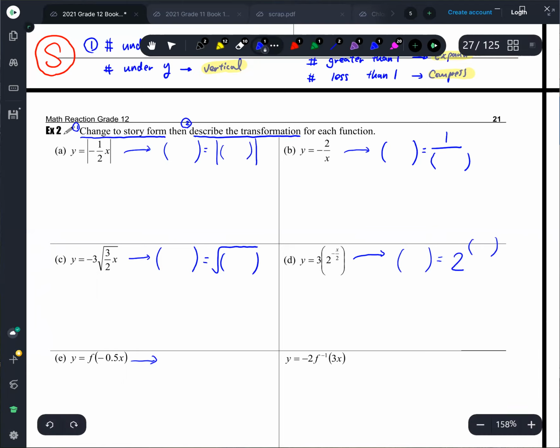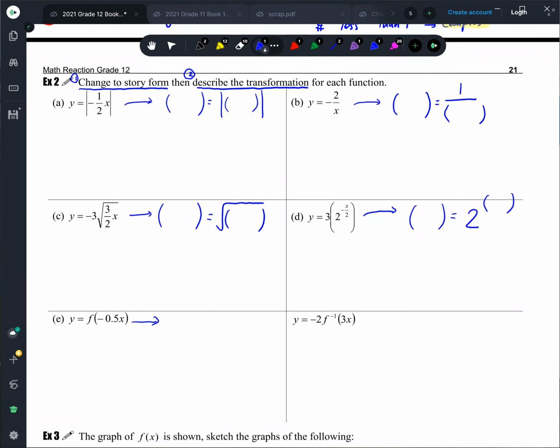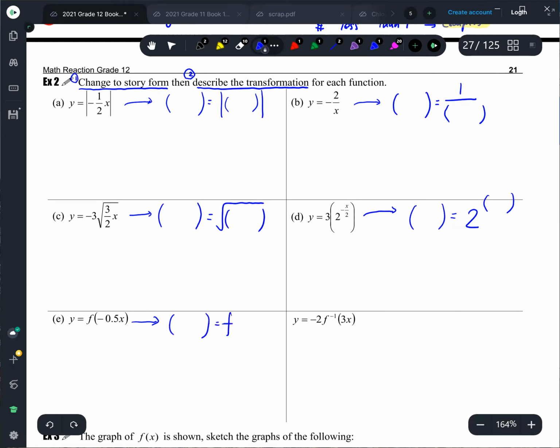Okay, and then question E, Philip, which of the basic functions? Question E, a bit different, right? I don't think it really counts as one. It could be any of them because it's a function, right? Very good. So if you want to change the form, it will be just y equals f of something. So f could be square root, absolute value, exponential, anything.